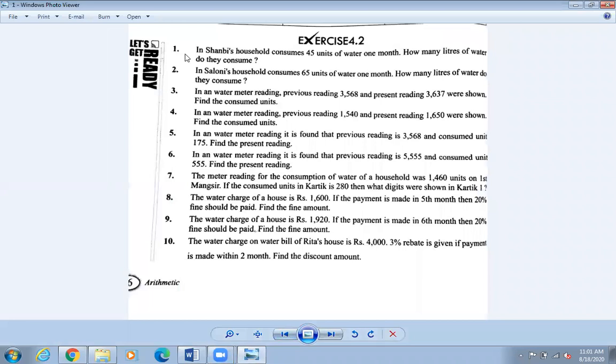Let us go to the topic now. Okay, so question number 1, please see your book, page number 66, let's get ready, exercise 4.2. Sanvi's household consumes 45 units. Now how many liters of water do they consume? So one tank, 1 unit means how much liter? Please speak. Okay, please turn on your mic and please speak.